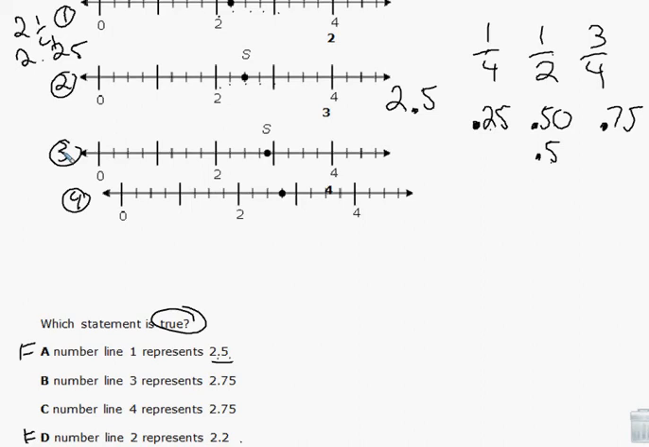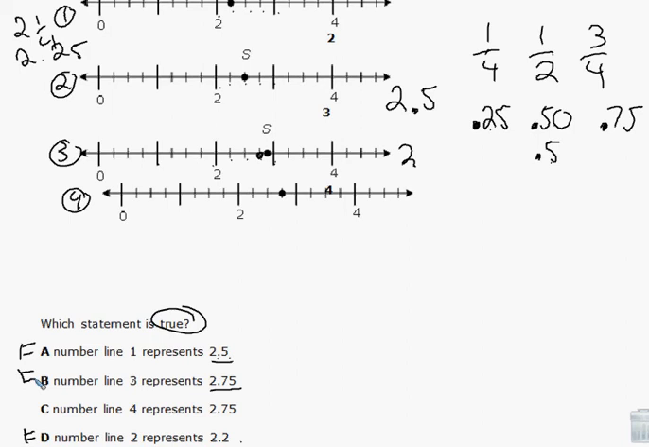Number line 3. On number line 3, I've got 1, 2, and 3, and this one is 2 wholes, okay, but it's not directly on one of our lines right there. So let's see what it's saying about number line 3. Number line 3 is saying that it's 2 and 75 hundredths. And on this number line, 2 and 75 hundredths would be the 3/4. So 1, 2, 3, 4. This would actually be 2 and 75 hundredths. So this one is false also. Number line 3 is false.